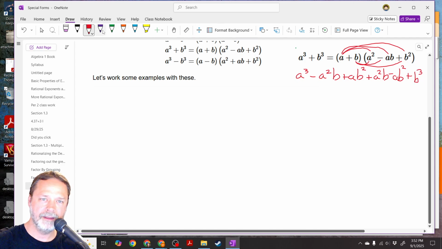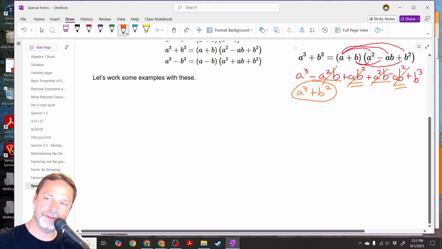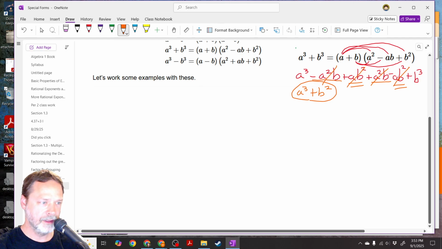Okay, and then we've got to combine like terms and simplify. So we have the a cubed minus a squared b plus a squared b. They cancel out. Plus ab squared minus ab squared. They cancel out. So then it's just plus b cubed. So there you can see that this formula is true. And the others are very easy to show as well. So I'm not going to go through all that. Let's just do some examples where we use them.